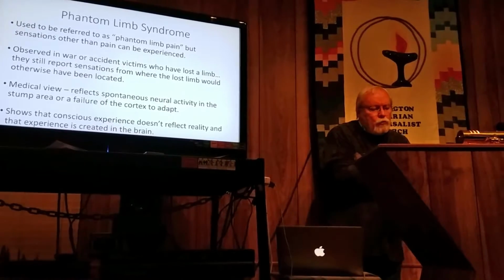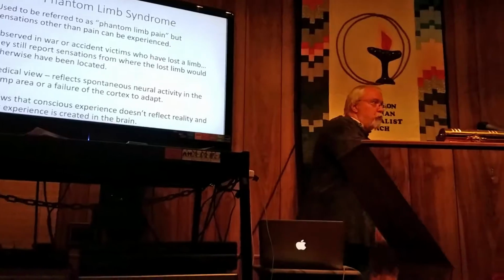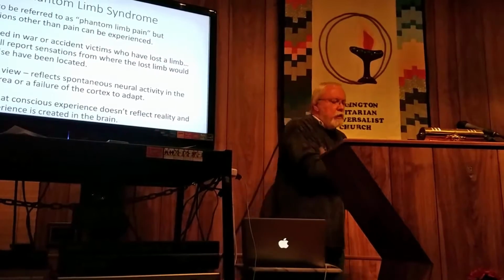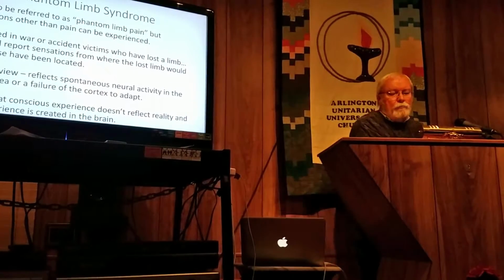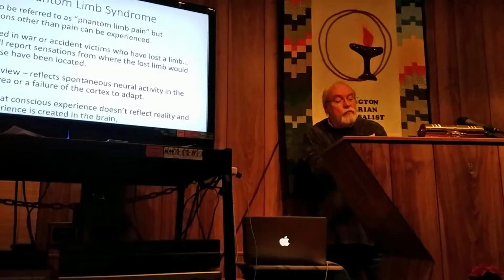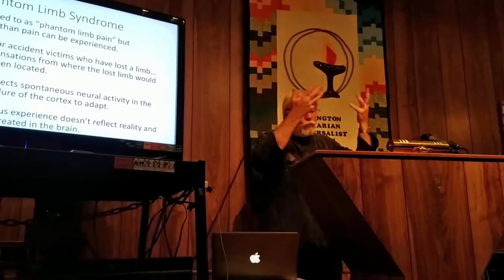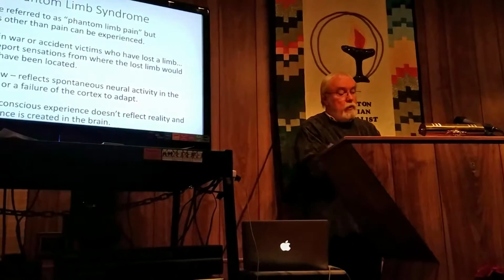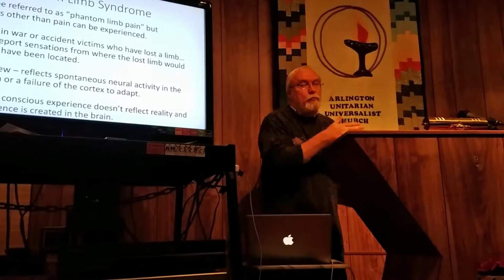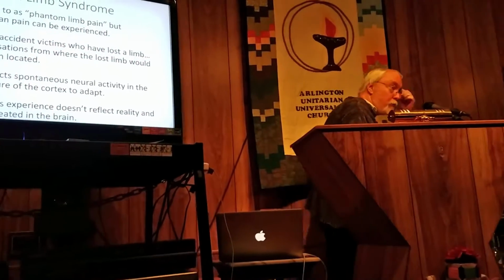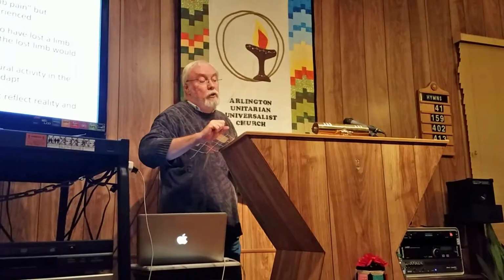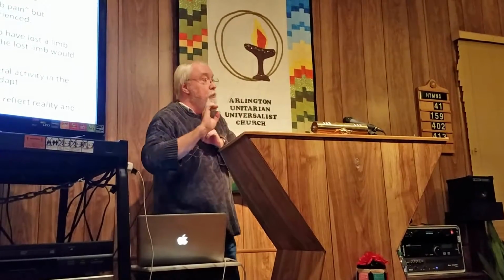The view within the medical community, well, the majority view within the medical community, is that this sort of thing most probably reflects spontaneous activity in the nerve endings in the stump. And maybe a lack of cortical reorganization in the brain after the limb was lost. Which, by the way, gives evidence that our experience is in the brain. It's not out in the limb or not out in the world for other kinds of objects. If we touch something hot with our hand, we don't subjectively feel the heat in our brain. We usually feel it in our hand.